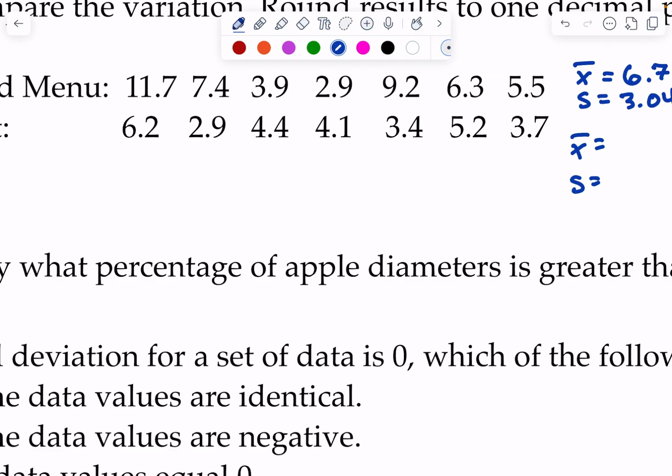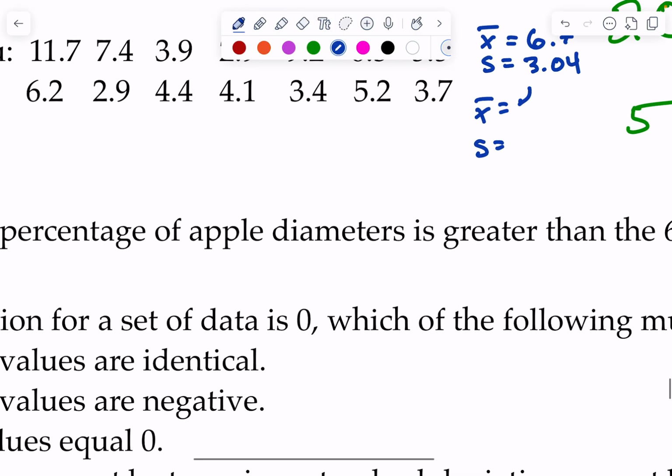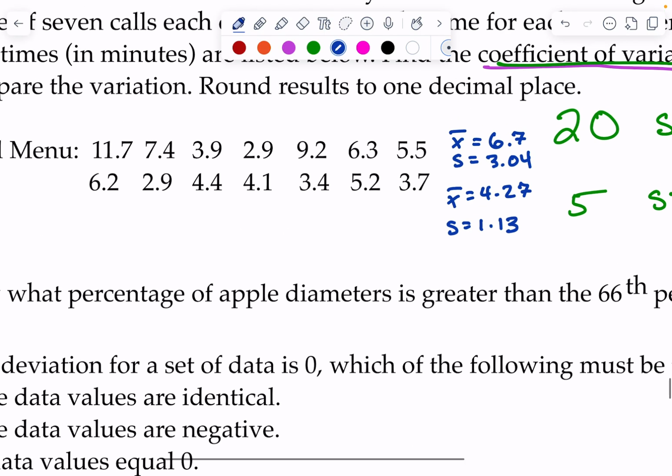0.4, 4.1, 3.4, 5.2, and 3.7. Okay, stat, calc, one variable stats. Average, 4.27. And 1.13.